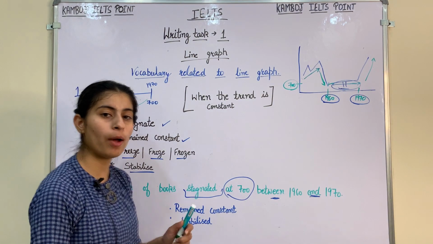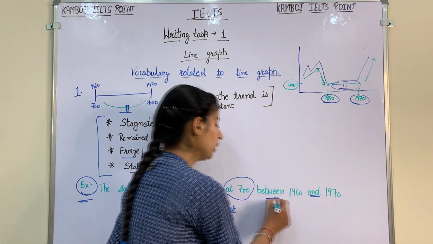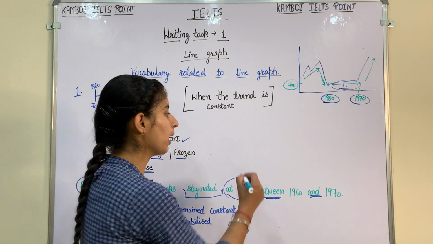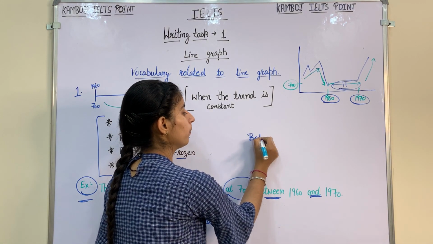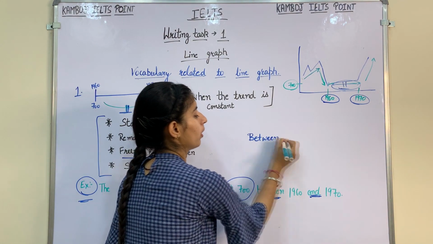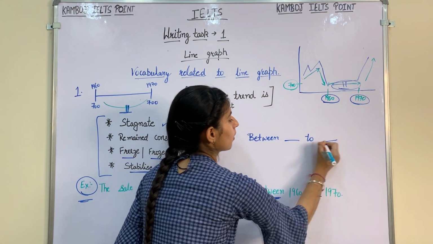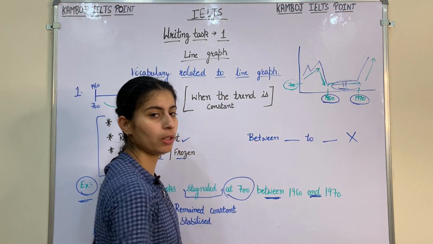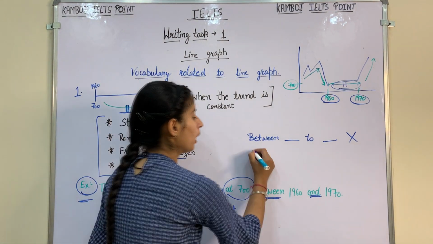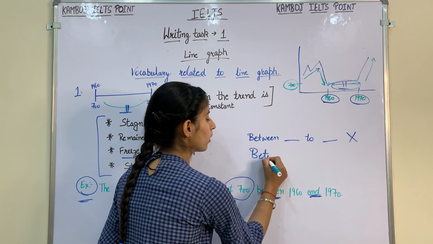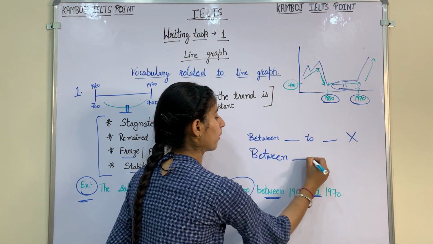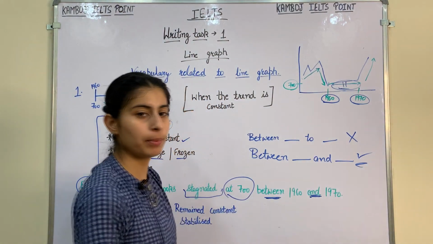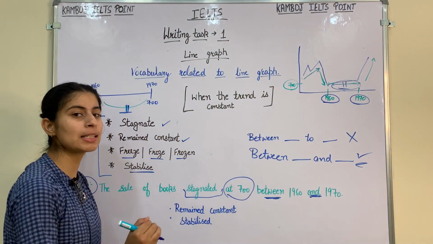One thing that you have to be careful about is between and. Many students make a mistake. They use between this year to this year. This is a wrong structure. You can't use to with between. Whenever you use between, it is always followed by and. This is something, just remember it. Don't make mistakes with these simple things.